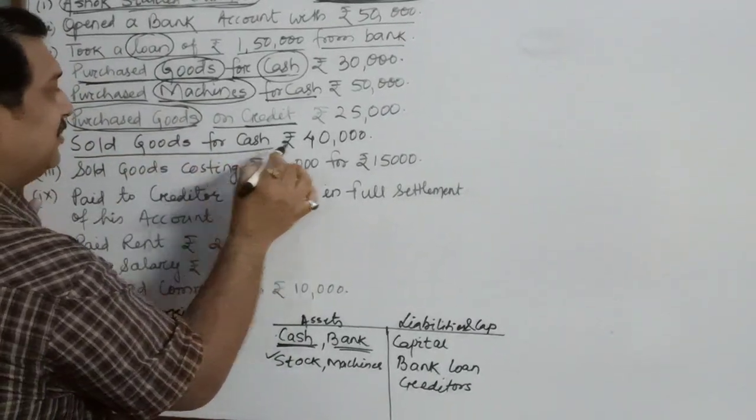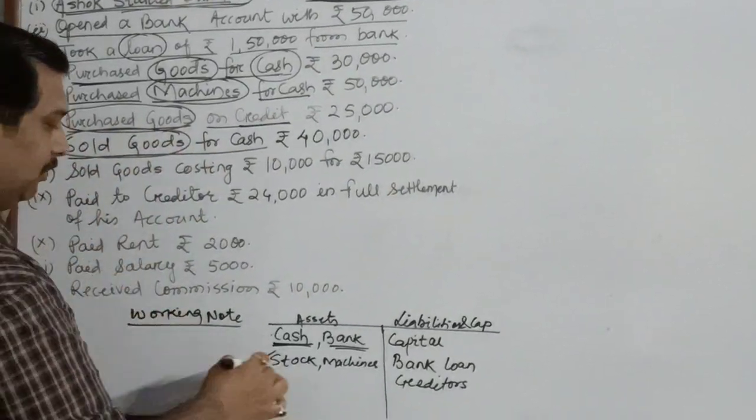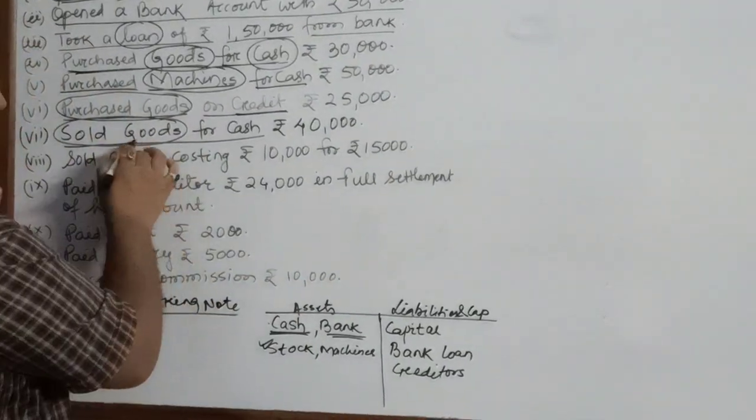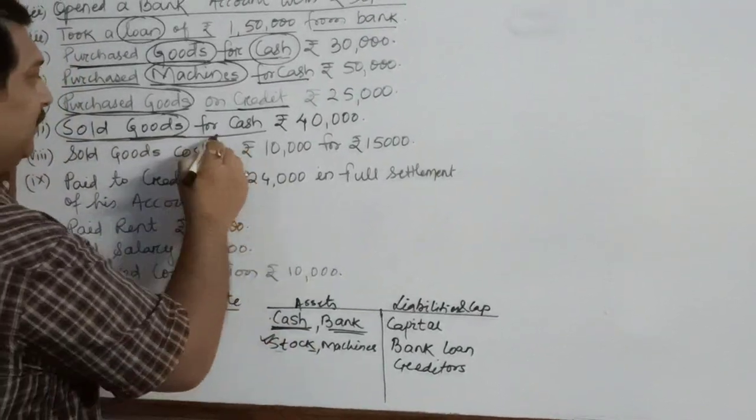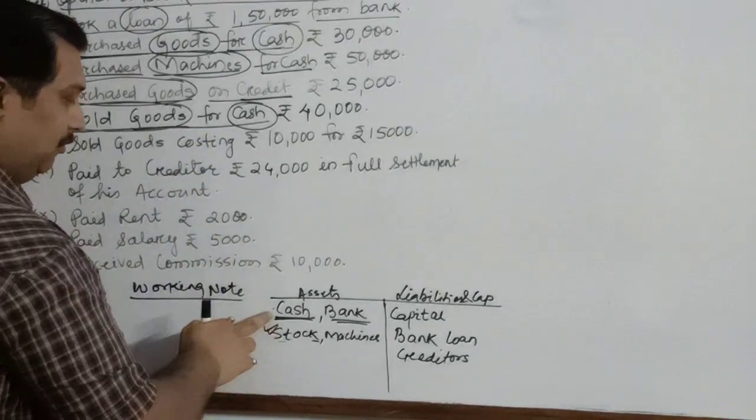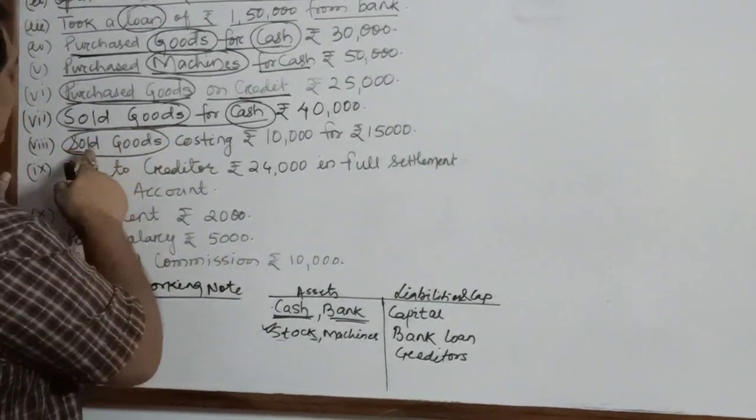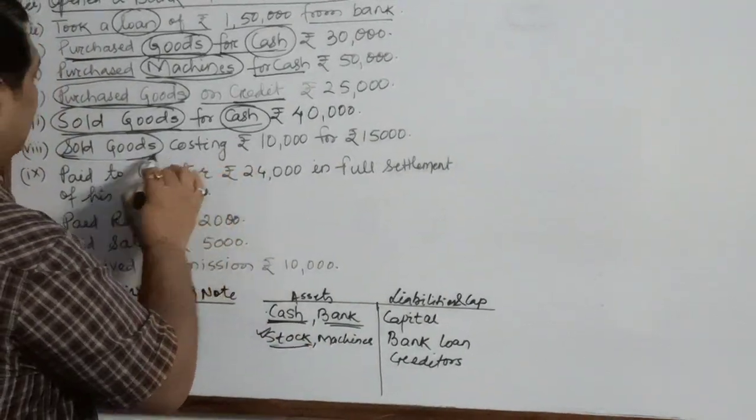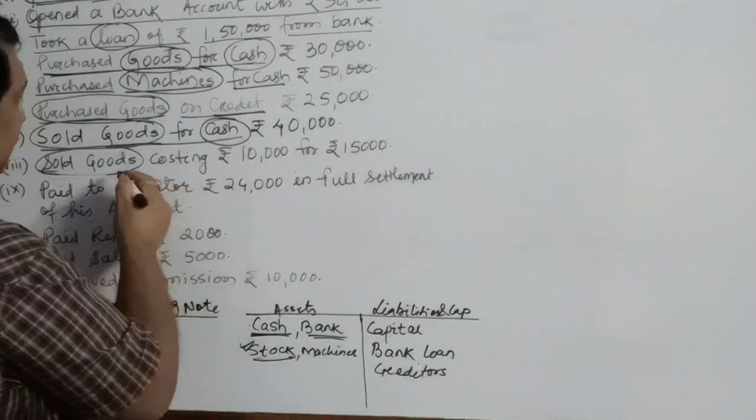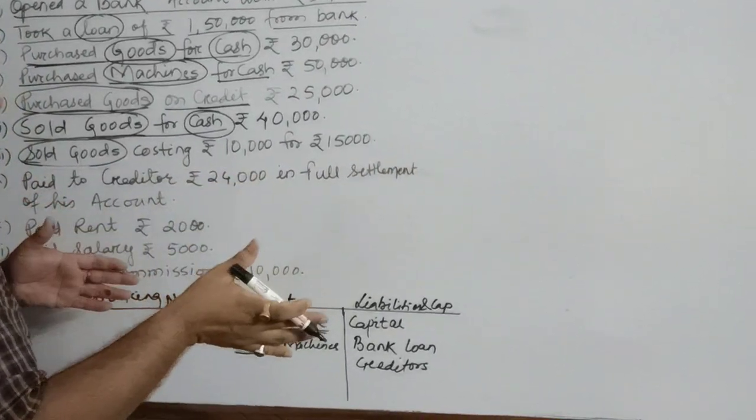Sold goods for cash, rupees 40,000. So once again, it is about selling goods. So selling goods means as soon as the word goods comes, you are supposed to refer to stock. And we are selling it for cash. We already have a cash account over here. Once again, sold goods. So for this, what do we need? Stock. And we are selling goods. It's not mentioned for cash or on credit, so we'll consider it as for cash.